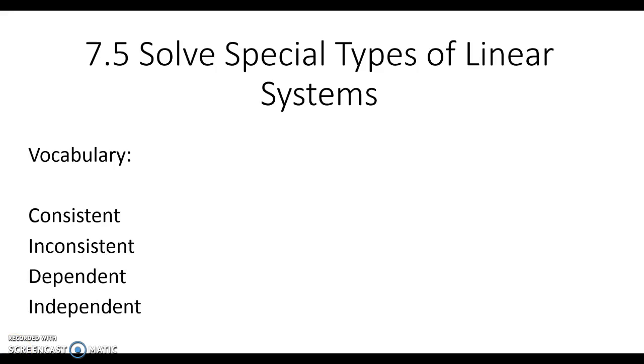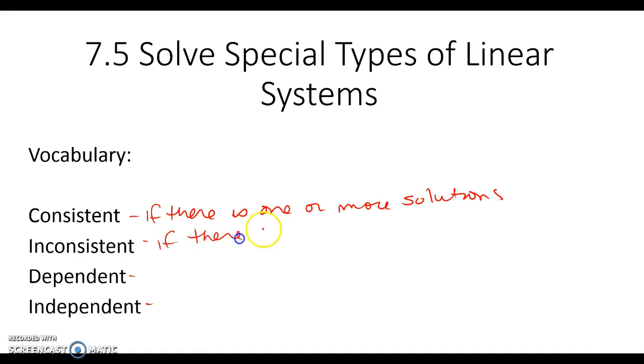All right, today we'll talk about 7.5, solving special types of linear systems. So what we have here are some vocab words that we've already discussed, but let's review them. A system of linear equations is consistent if there is one or more solutions, right? We said it's inconsistent if there are no solutions.